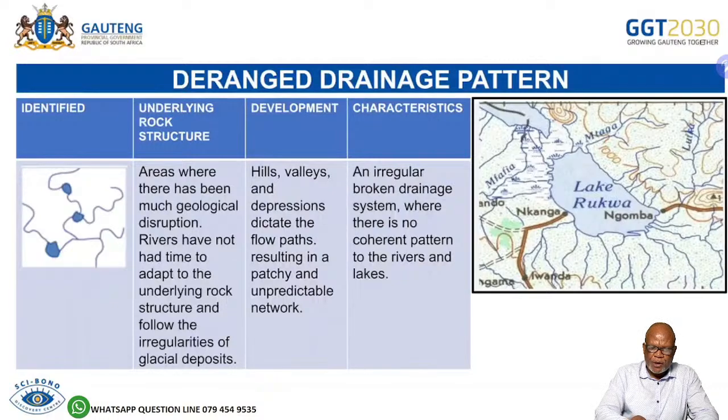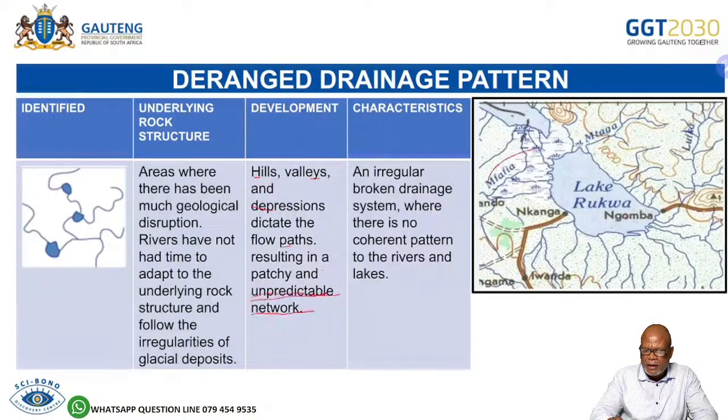Where does it develop? It develops in hills, valleys, and depressions. The depressions will dictate the flow path. So these depressions, these areas that are lower, are going to determine that water must flow down there, resulting in a patchy and an unpredictable network. So the network here is patchy and unpredictable. The streams are flowing into this lake, they're flowing out of this lake. So it's got different ways into that lake, out of that lake.